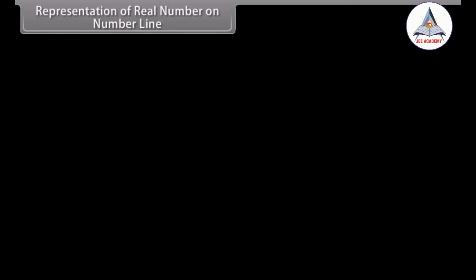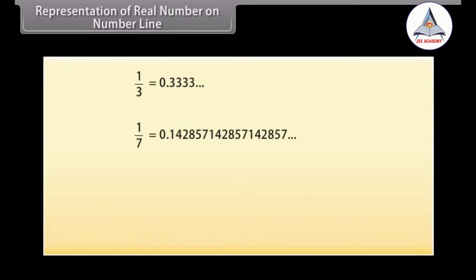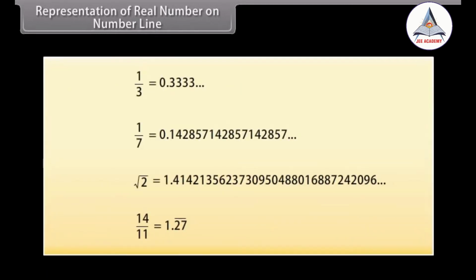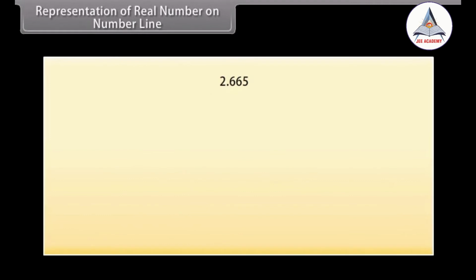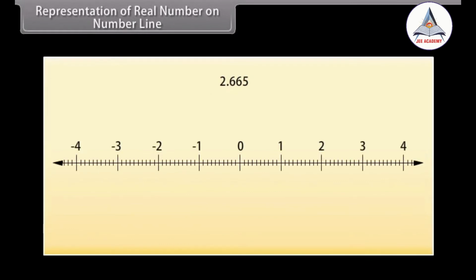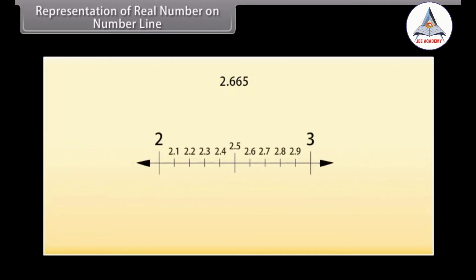Representation of real number on number line. We now know that every real number has a decimal expansion. That decimal expansion helps us to locate it on a number line. Let us locate 2.665 on a number line. We know that it lies somewhere between 2 and 3. Imagine dividing it into 10 equal parts. For a clear view of numbers, the first part represents 2.1, and the second part is 2.2, and so on.